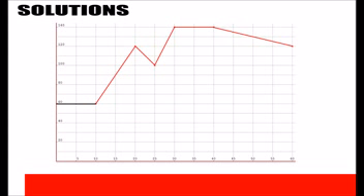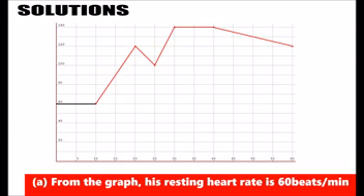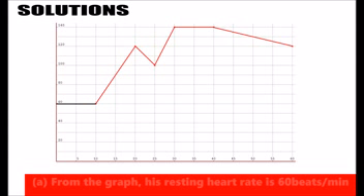Here are the solutions. A. In the problem, it is stated that he rests at the bench for the first 10 minutes. In the first 10 minutes, it is shown clearly from the graph that his heart rate is 60 beats per minute. So, his resting heart rate is 60 beats per minute.